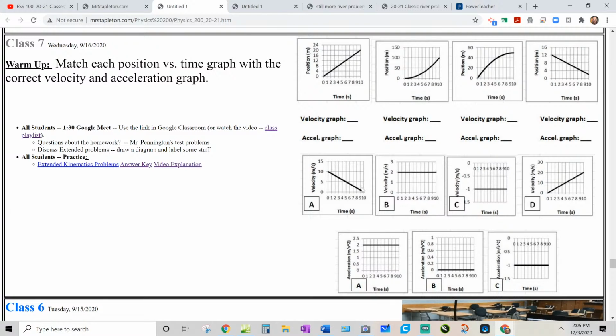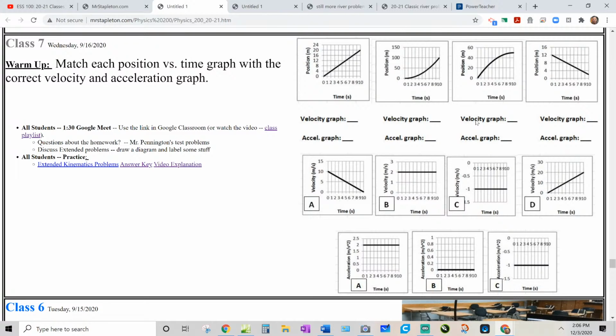So it won't be exactly like this. I may say which position graph goes with acceleration graph B. Yeah, so acceleration graph B where there's no acceleration, it could be either this or that. So that wouldn't really be a good question. But I could definitely give you this one. I could say which position graph is like acceleration graph A, and that would be the second, the upward curve. So you may have to work backward.